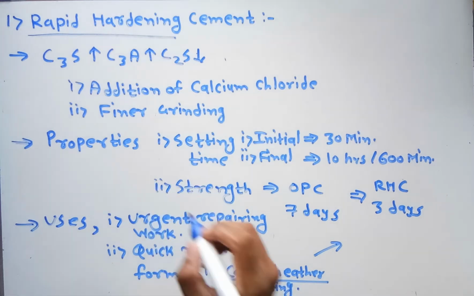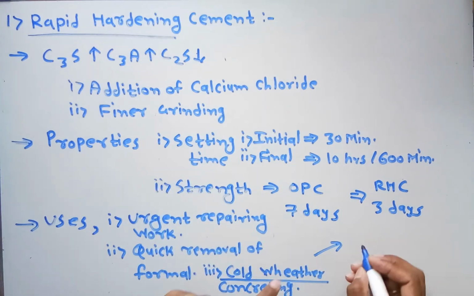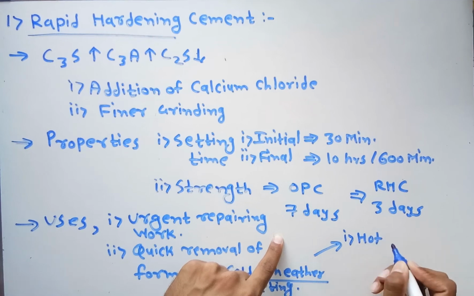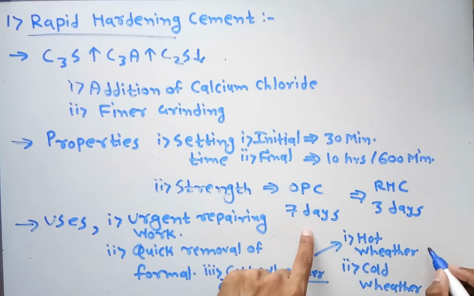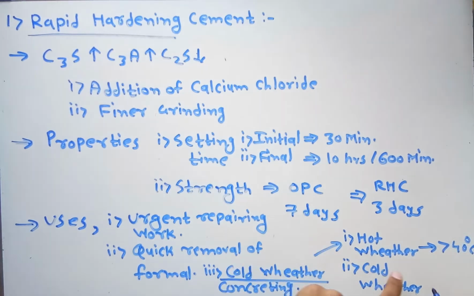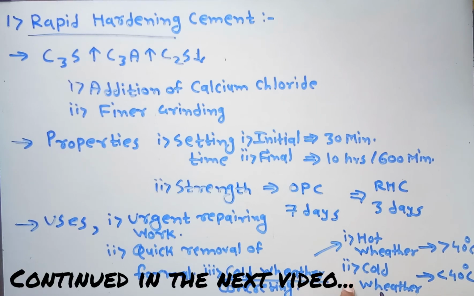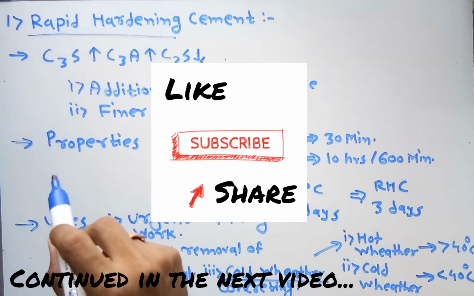Concreting is generally classified on the weather basis: hot weather concreting and cold weather concreting. The difference is very simple. Hot weather concreting is done when the temperature is above 40 degrees Celsius, and whenever we work in an environment with a temperature below 40 degrees Celsius, we term it as cold weather concreting. So this is all about the rapid hardening cement.